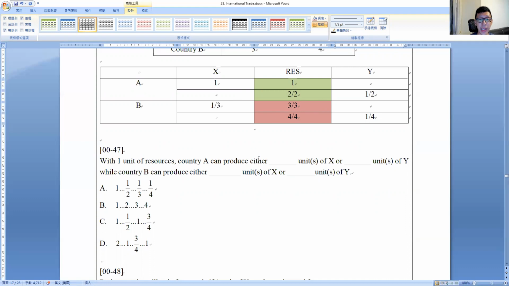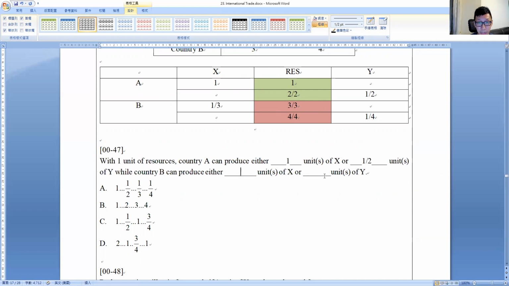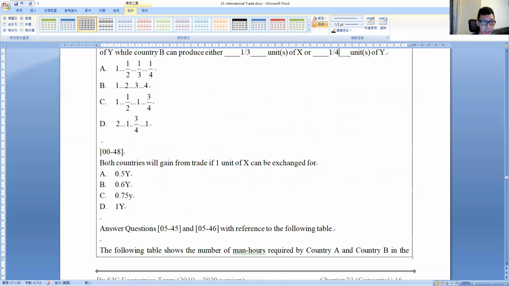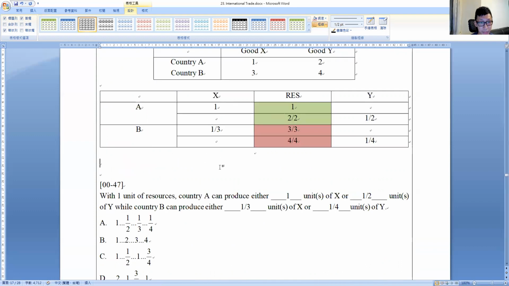So country A can either produce 1x, right? We have 1x or 1 over 2y. Country B would be 1 over 3x, 1 over 4y. So the answer would be A. Okay? Now, it asks, both countries will gain from trade if 1 unit of x can be exchanged for. 好啦，佢話 1x 俾幾多 y 啦。So let's make it easier. Here, for country A, 1x would be 0.5 y. 係嘛？1同 0.5 啊嘛。Now what about country B?